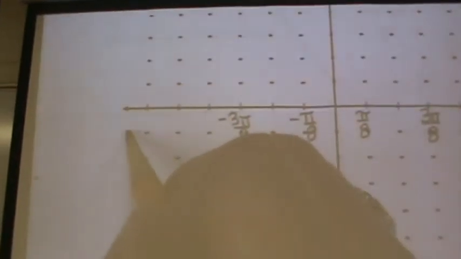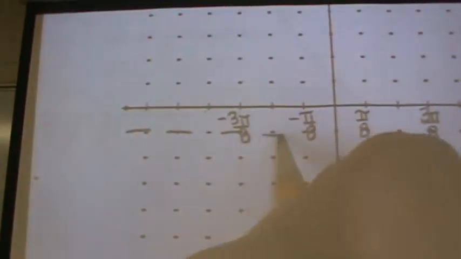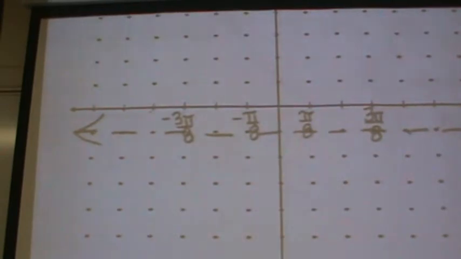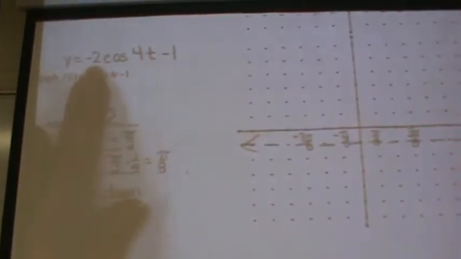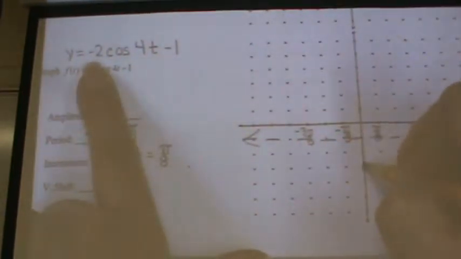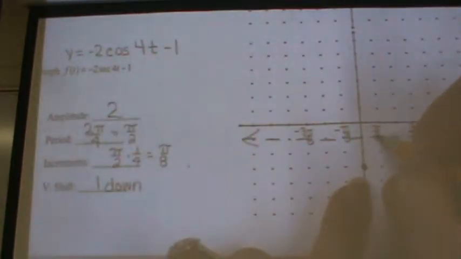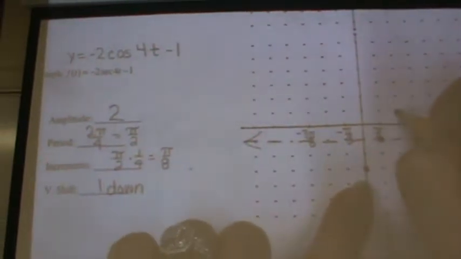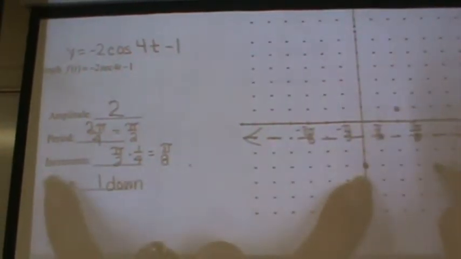Okay, what do I do next? Graph the negative 1. And is this a sine or a cosine graph? Cosine. Cosine, and the amplitude is 2, but it's a negative 2, so where are you going to start? 2 low. You're going to start 2 down, and you're going to go below, on, above, on, below.